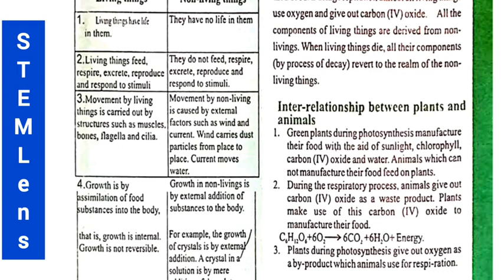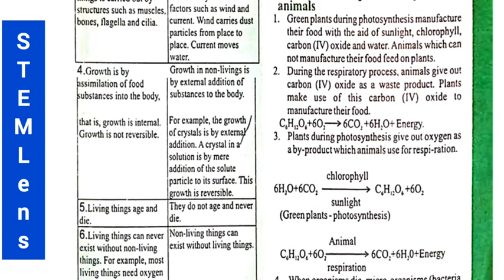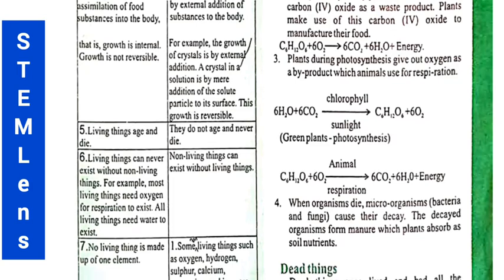Wind carries dust particles from one place to another, current moves water. Number 4, growth is by assimilation of food substance into the body. That is, growth is internal and it is not reversible. Meanwhile, in non-living things, growth is by external addition of substances to the body. For example, the growth of crystals as mentioned earlier, and it is reversible. Living things age and die. Non-living things do not age and they never die.